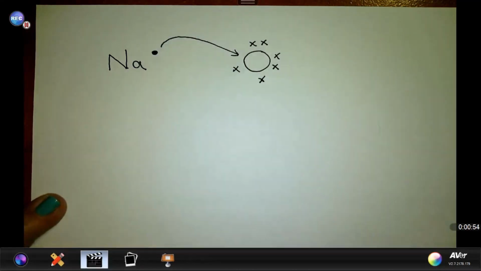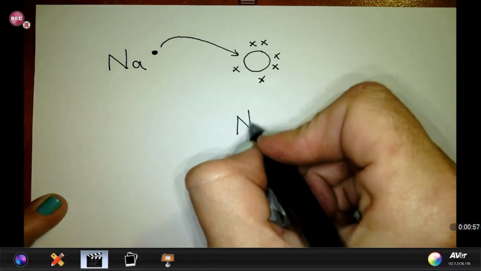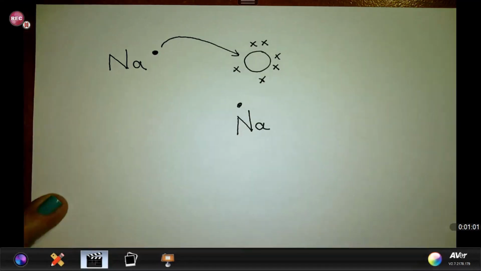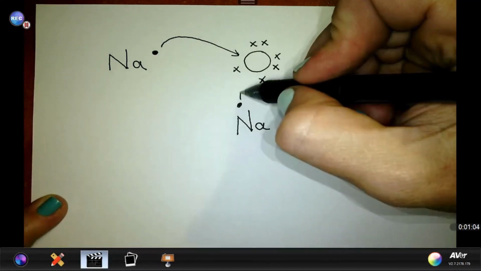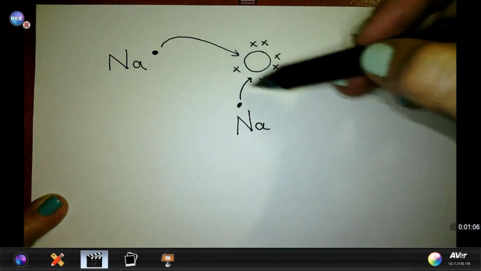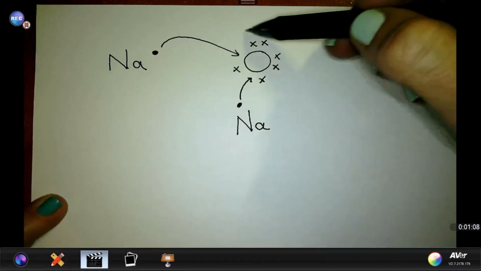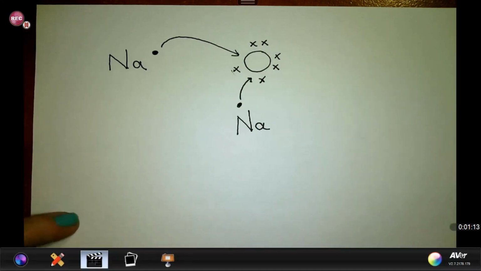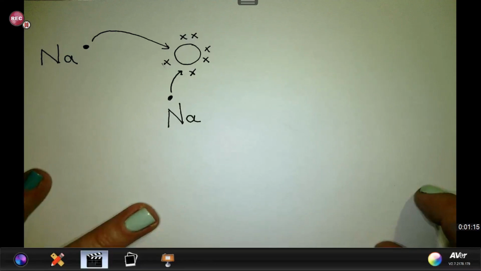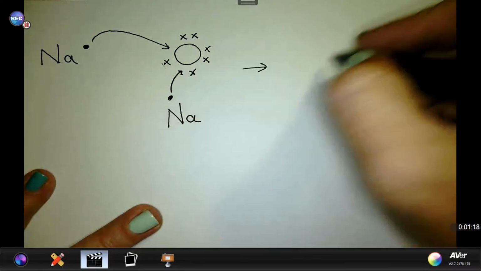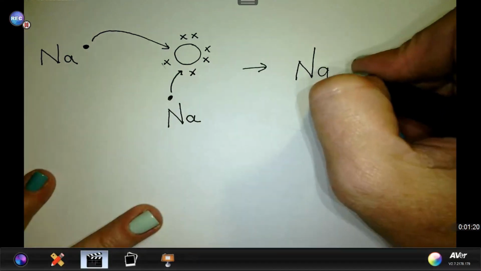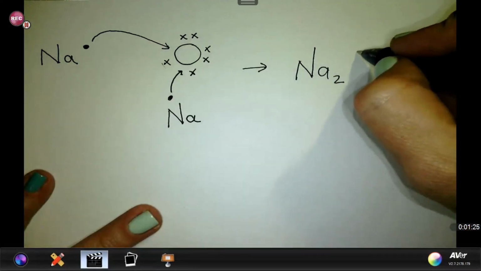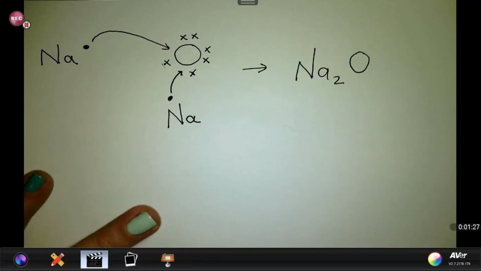So sodium has to phone a friend. Sodium has to ask another sodium atom with its 1 valence electron to come and help out, so that this oxygen now has 8 valence electrons, so that it looks like the noble gas. And that is why sodium oxide is 2 sodium atoms and only 1 oxygen atom.